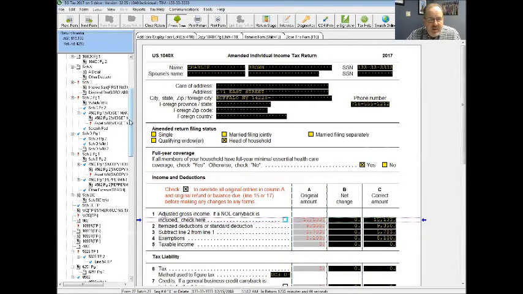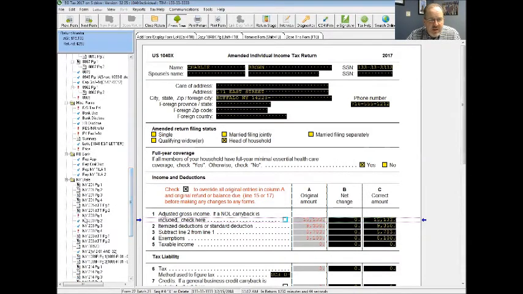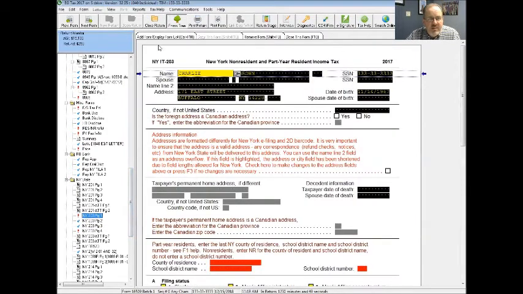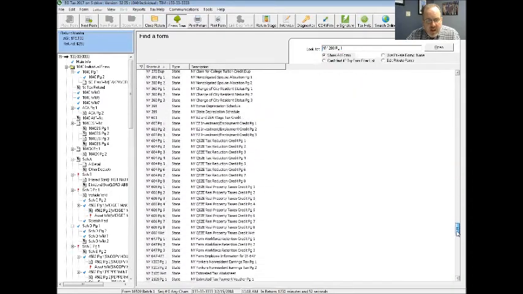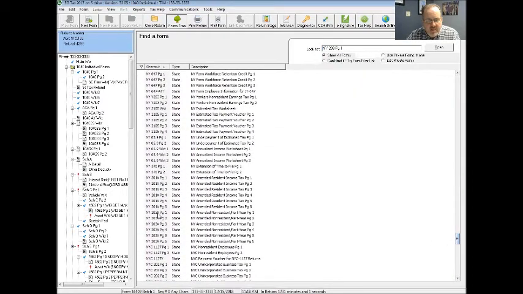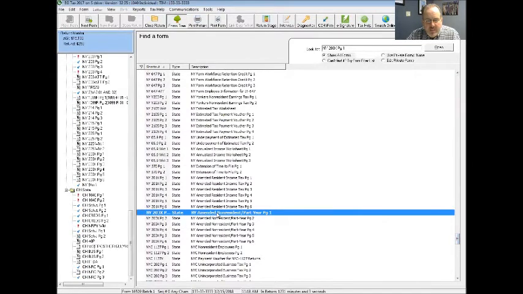And we would do the same thing if we had the state, all right? I'd go to my state return, add a form, okay? And I go down through here and I can see here's my amended return. I'd open it up.